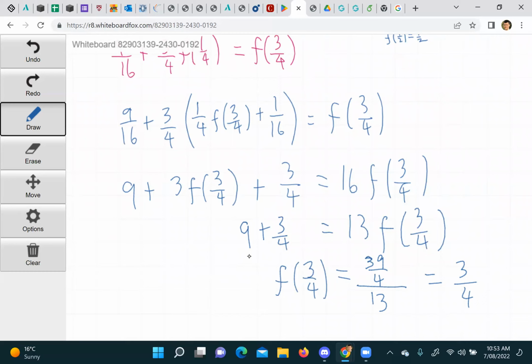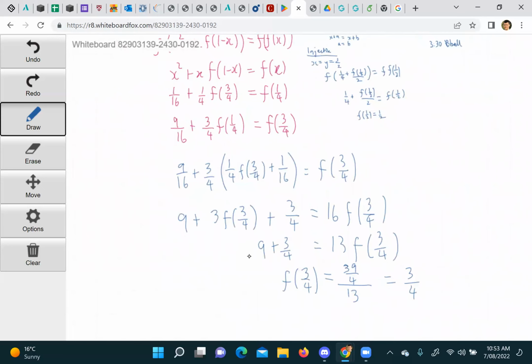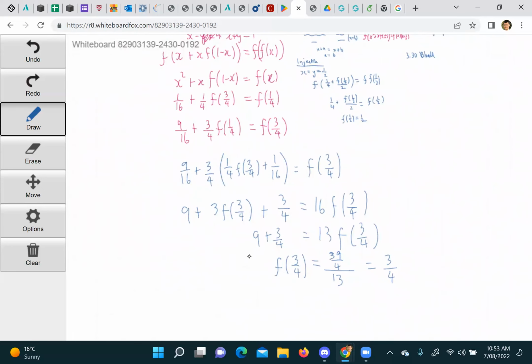So now we can sub everything in and it works. Now we can go back to the relation we had, which was the one we came through by substituting 1/2. And what was that? Oh yeah.